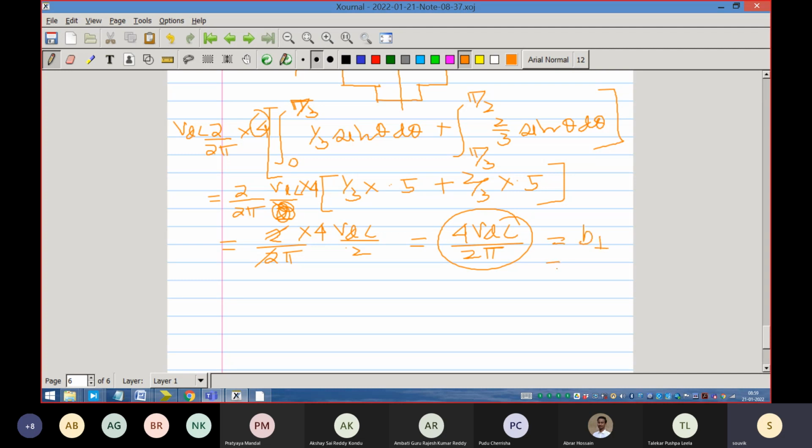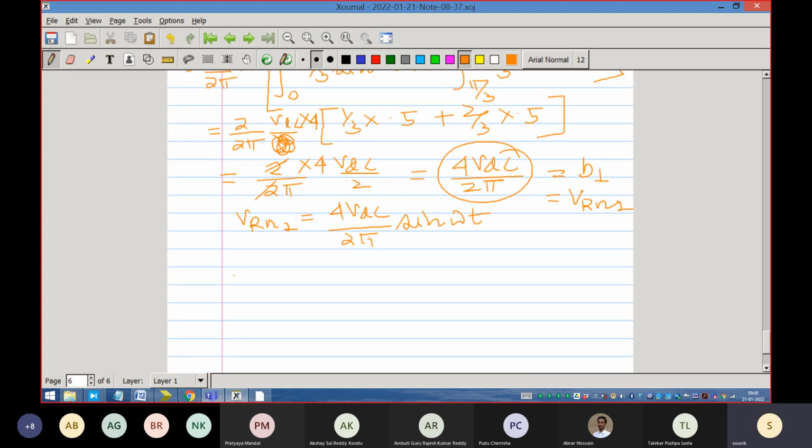this is what I will call B1 of the waveform, or this is the waveform of VR, R with respect to neutral N, VRN1. VRN1 is this one. So VRN1 is equal to 4 VDC by 2 pi into sine of omega t, right? So third harmonic component we'll see VRN, we'll see that component is 0. That component, if we integrate, we'll be finding out 0.